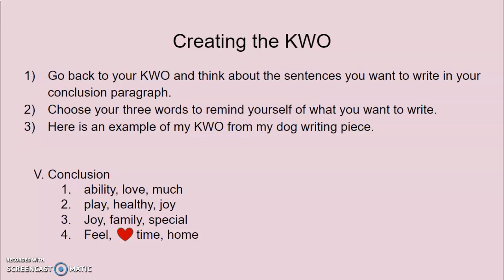And the last one is my why. Again, I stopped and I thought about my sentence, what I wanted to say, why was that the most important subtopic to me? Why did I think that I want my reader to know more? And then I chose words from the sentence I created from my mind for my keyword outline. So I did feel, and now I put a heart there to show love, time, and home. Okay, and again, this will make more sense when I start to write the sentences.